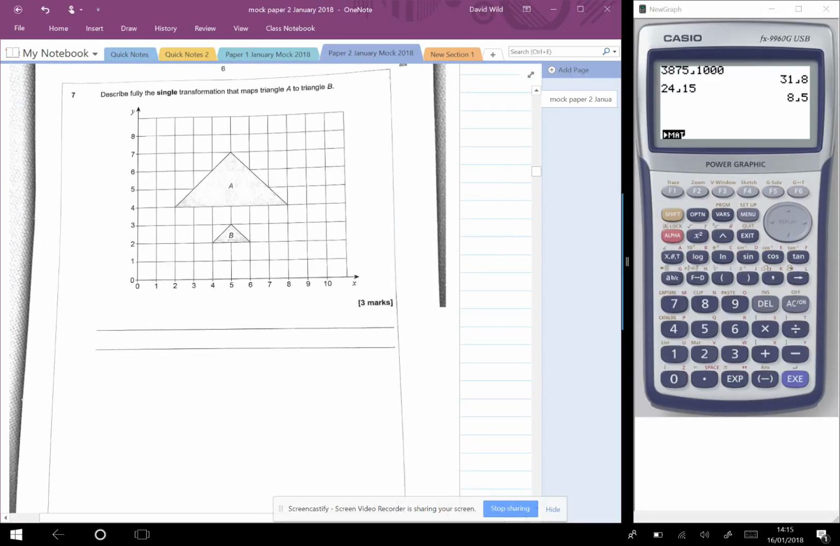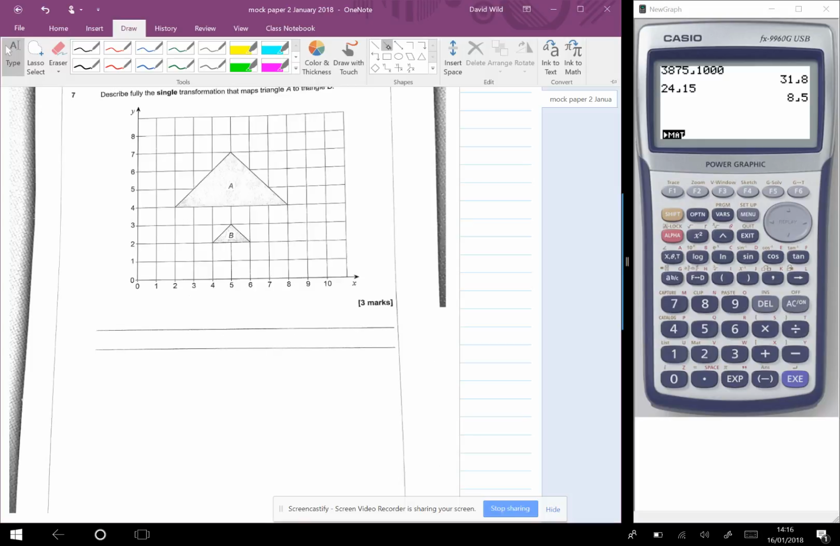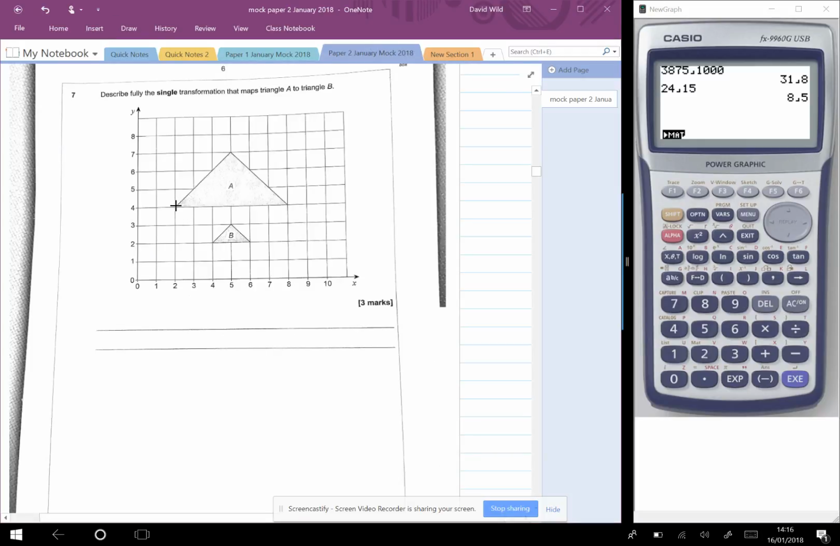Question 7. Describe fully the single transformation that maps triangle A to triangle B. Now we should see that this is an enlargement here, so we need to draw an enlargement. So what we're going to do is we're going to draw lines that go through both shapes on the edges, like so.